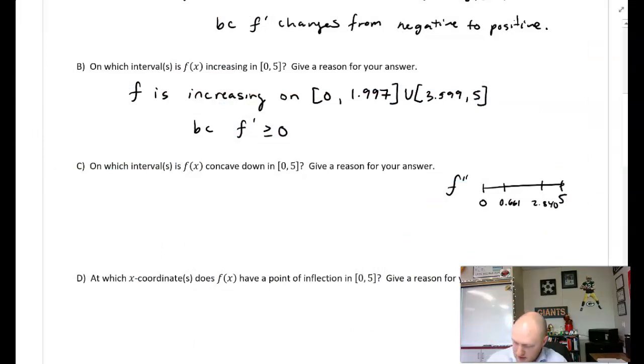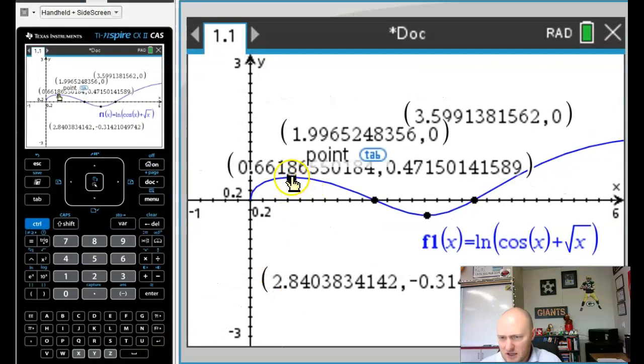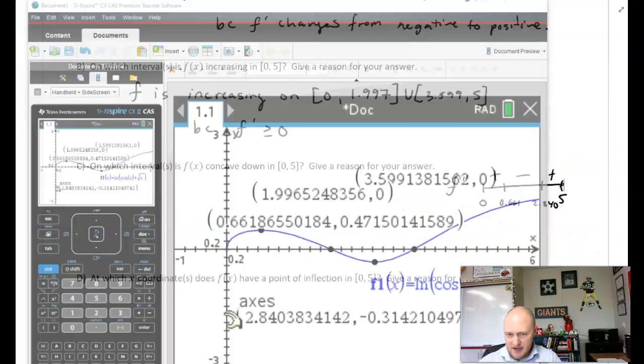2.840. Okay, so f double prime. It was increasing, so f double prime was positive, then the graph was decreasing here, so f double prime was negative, and then it was increasing again. Okay, so where is f of x concave down? Well, that's when f double prime is less than 0. So it looks like from 0.661 to 2.840, and you can see that visually here. From this point to this point, our function is concave down.